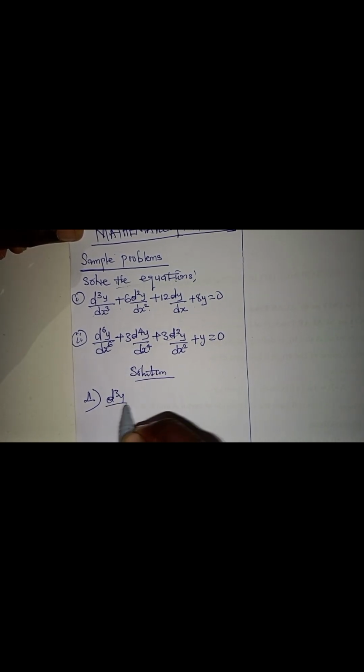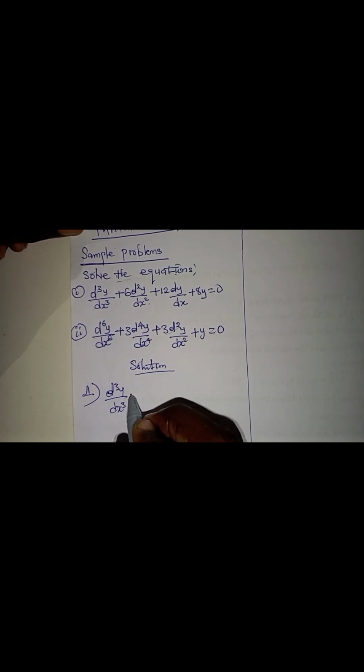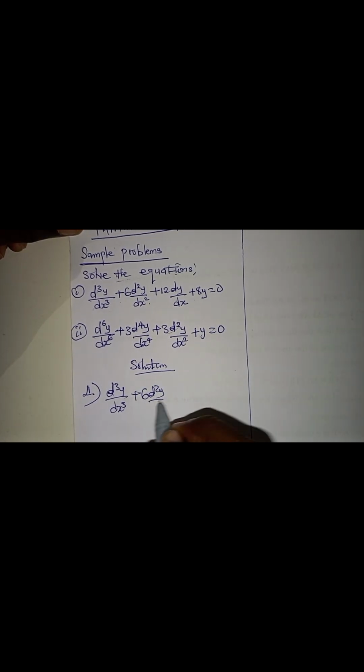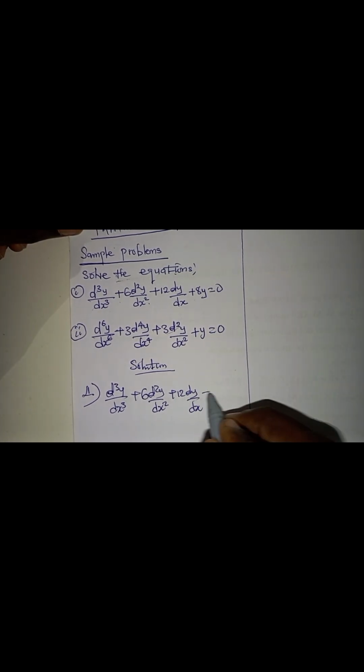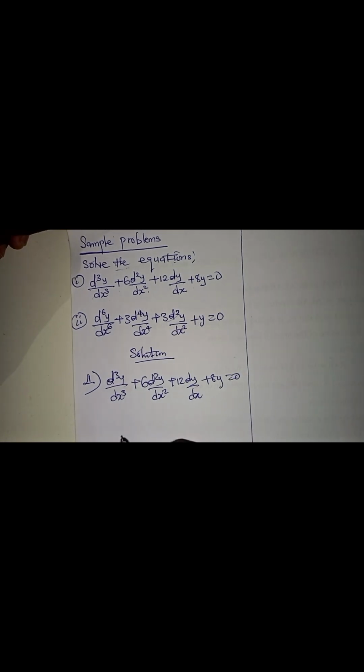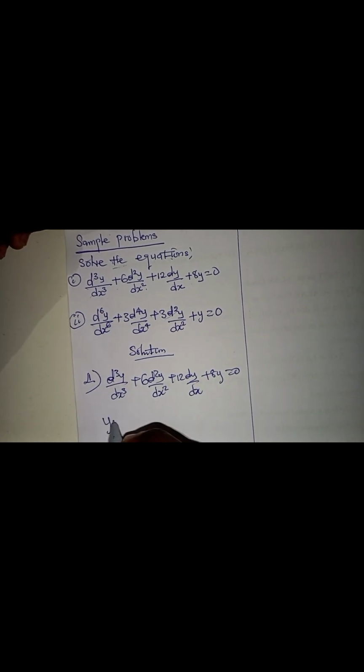So the question 1 there is d cube y over dx cube, then plus 6 d square y over dx squared plus 12 dy dx plus 8y equal to 0. Right, so we are going to assume y to be equal to exponential mx. From the initial video, I explained this. Right, so the highest power here is 3, so we are going to differentiate the value of y here 3 times.